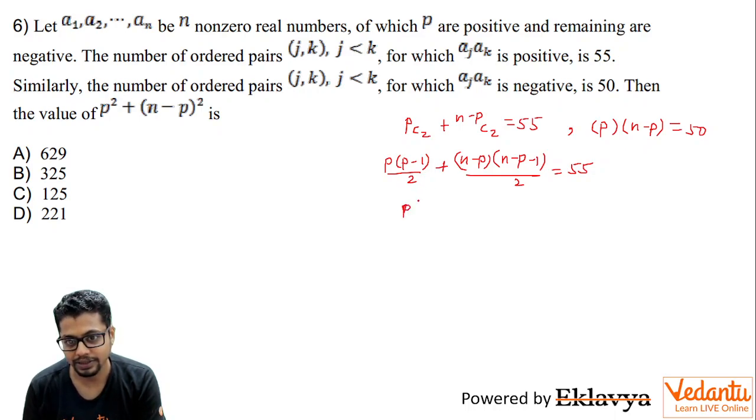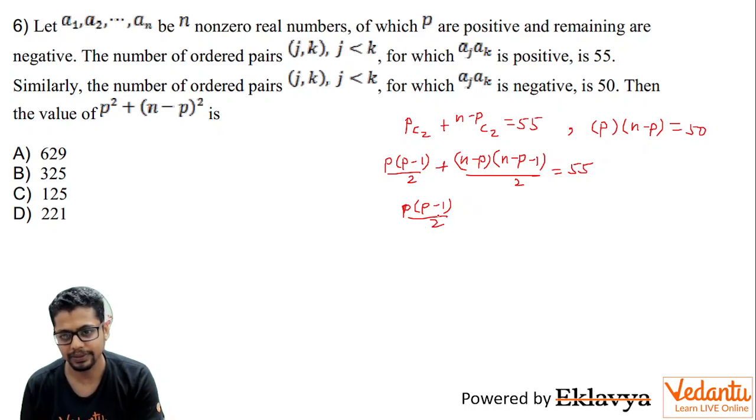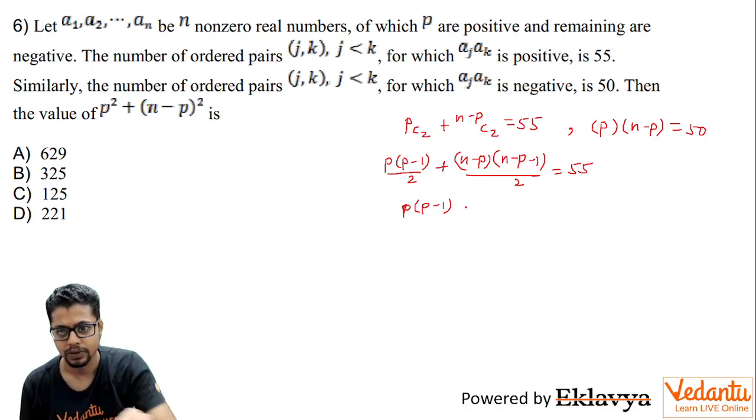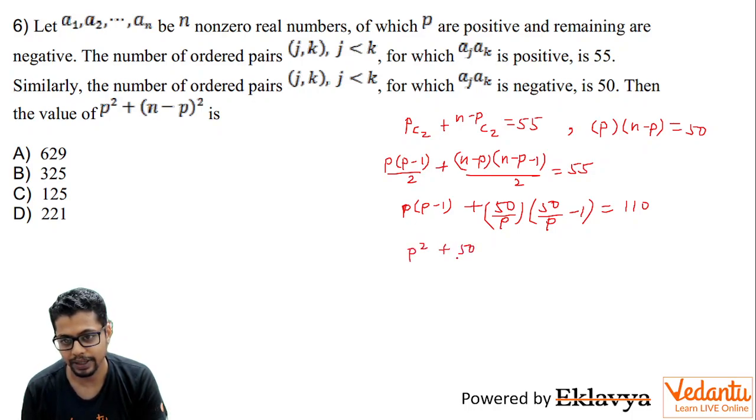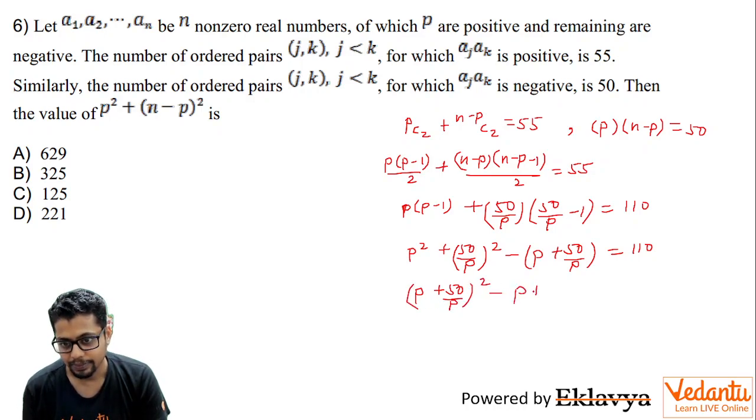So n minus p is essentially 50 by p. Let me remove this divide by 2 and cross multiply. So n minus p is 50 by p, and what you have is p square plus (50 by p) whole square minus (p plus 50 by p) equal to 110. So what you may do is you may say (p plus 50 by p) whole square minus (p plus 50 by p).